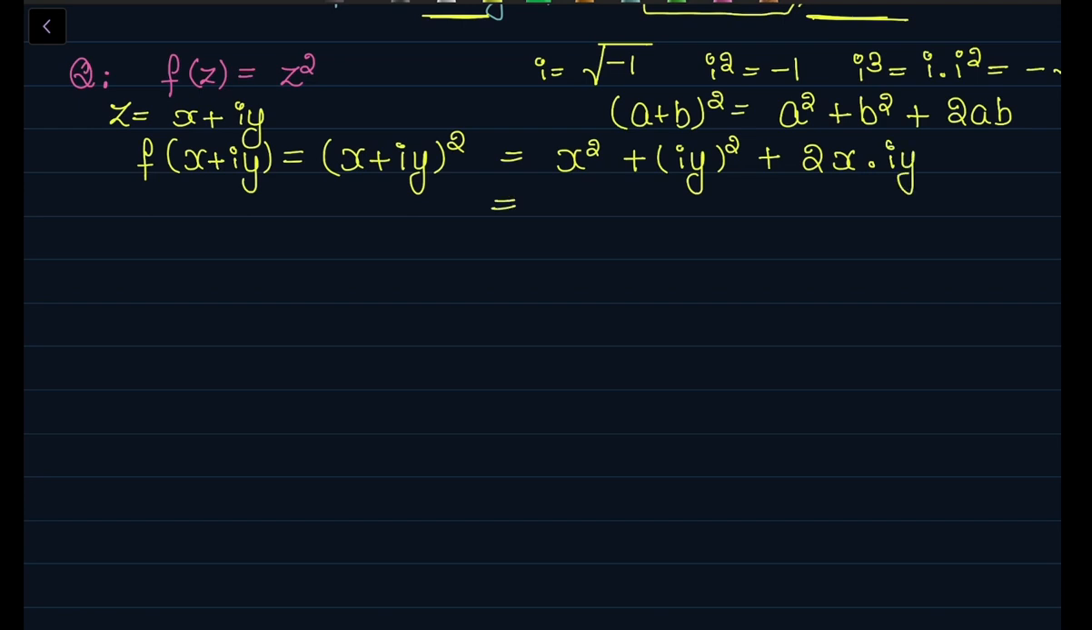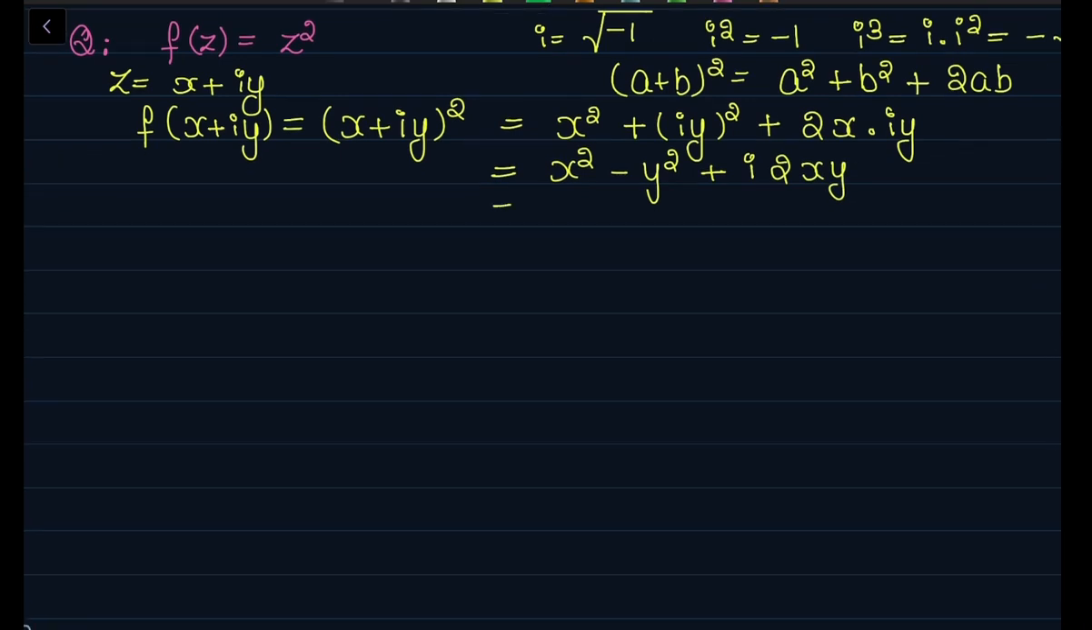Now simplify this. So iota y square means what? Iota square into y square, and we know the value of iota square is -1. So iota square is -1, it means I will get minus y square plus iota 2xy. So this is the simplest way.